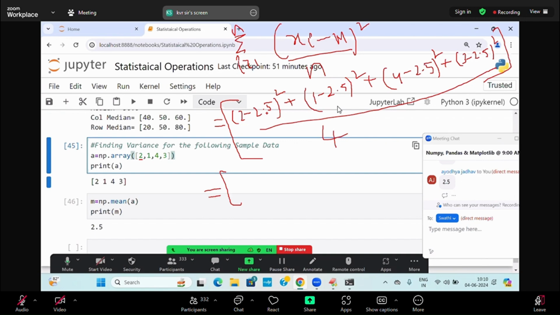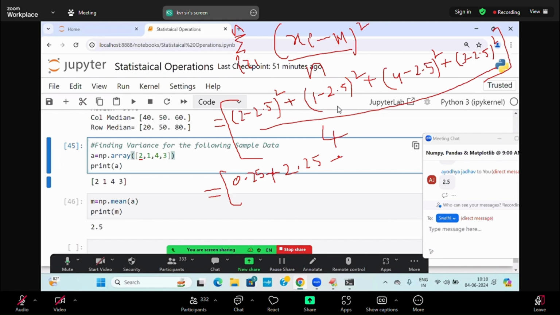Here 2 minus 2.5 is minus 0.5, and its whole square means 0.25. Don't just try to see by opening your eyes; speak out. At least speak out, and some answer will come. Next, plus 1 minus 2.5 is minus 1.5, minus 1.5 into minus 1.5 is 2.25. Say something, so that by the movement of lips I will understand what answer you are saying.